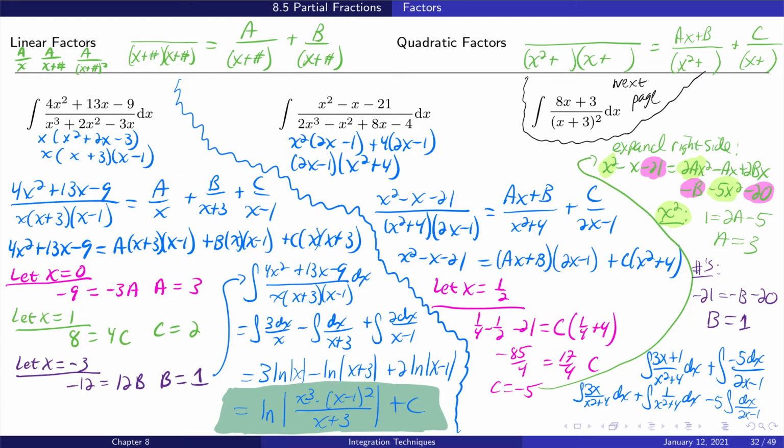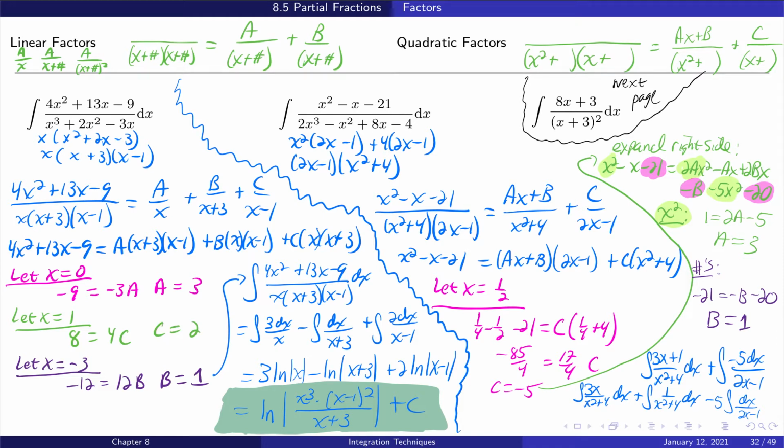So right there. Second time around, I'm going to let x equal 1. That's going to force this first term and this second term to disappear, because the 1 minus 1 here forces all that to be 0, and 1 minus 1 here makes all that 0. So plugging 1 to the left side and 1 in over here produces 8 and 4C, which leaves C equals 2.